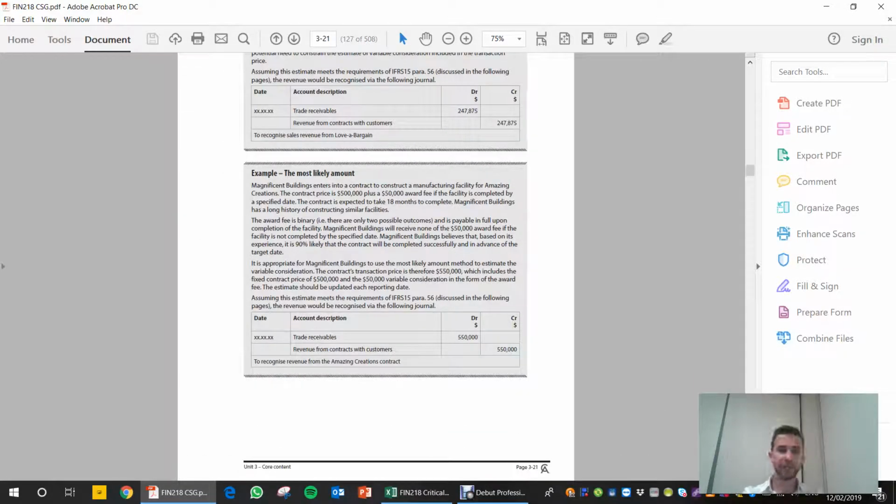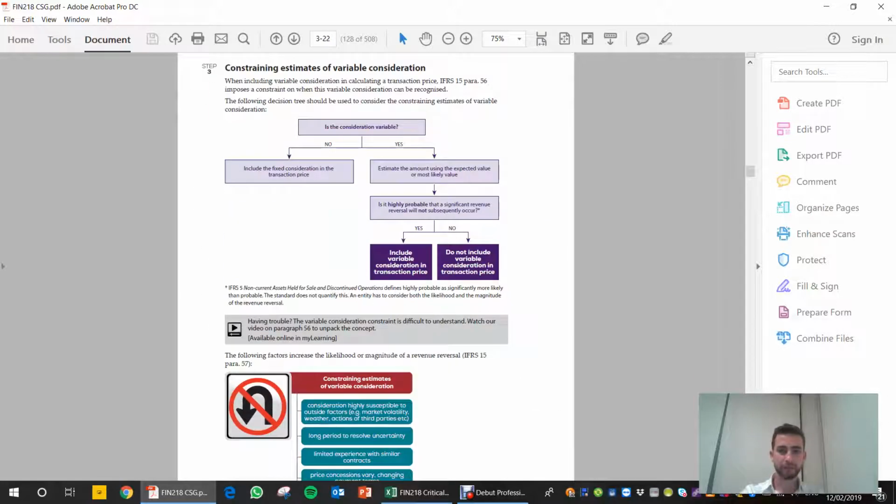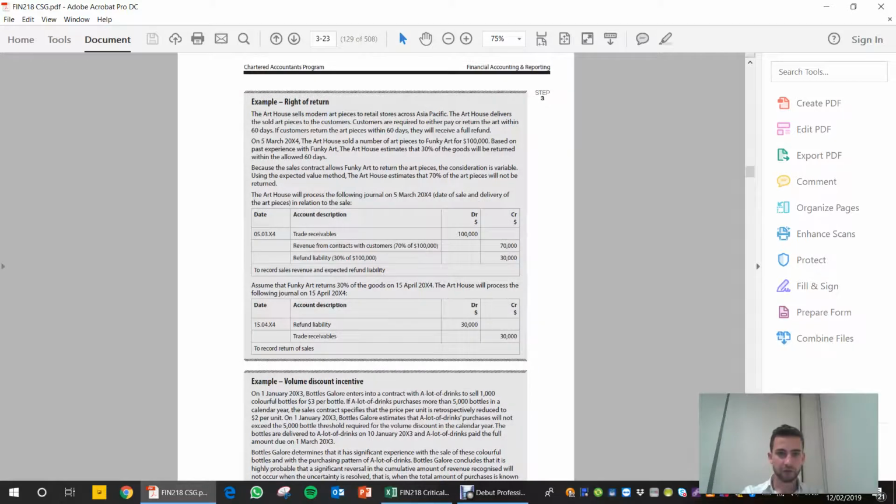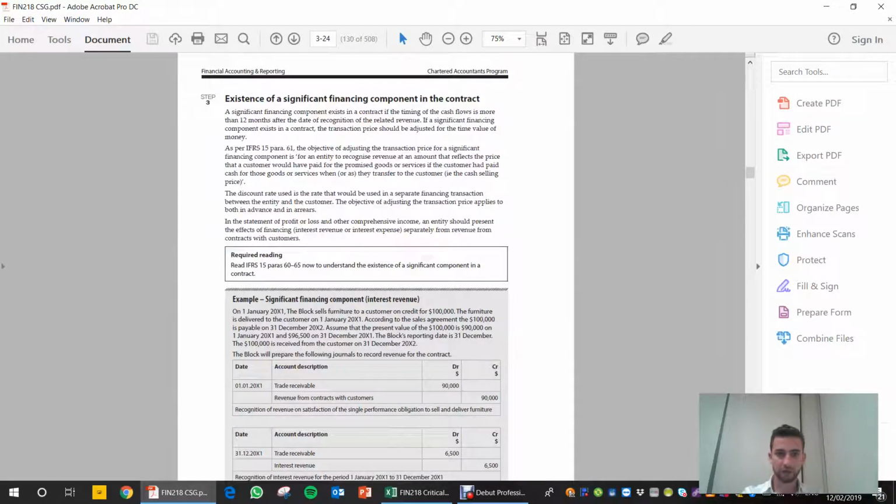The other side of it is the likely amount. It's a binary yes or no. They're either going to receive this award fee or they're not. So you have to deem whether it's likely and recognize that full amount, or if it's not likely, not recognize that amount as revenue. In this case, the contract price is $500,000 plus a $50,000 award fee if it's completed by a specified date. You have to deem whether it's expected to be paid or not. In this situation, they expected it to be paid, so they've included that as revenue, and revenue from contracts is $550K.